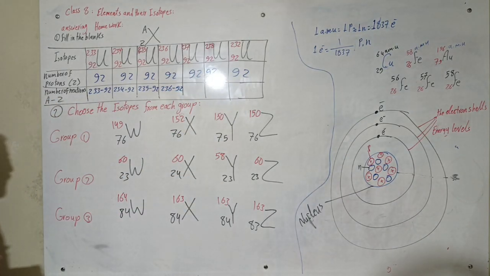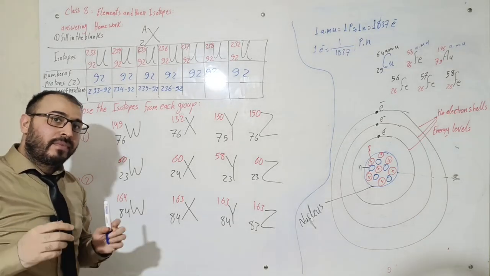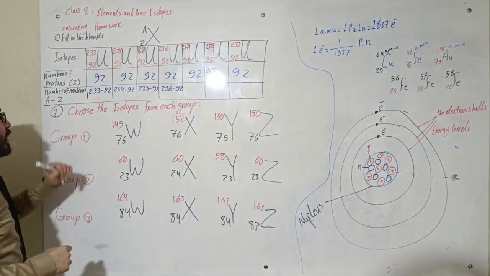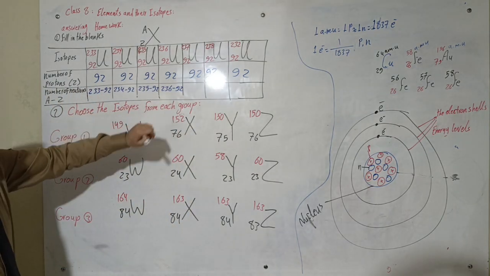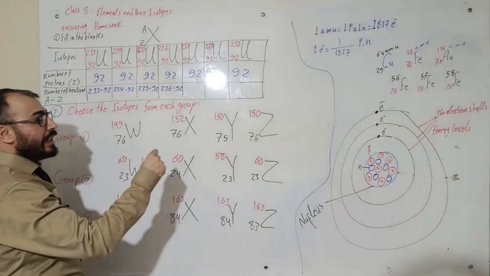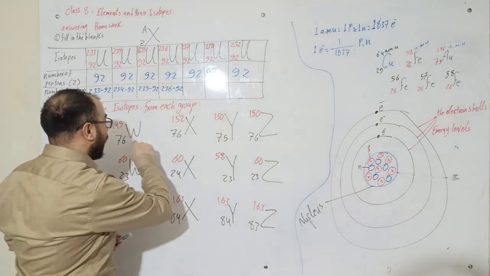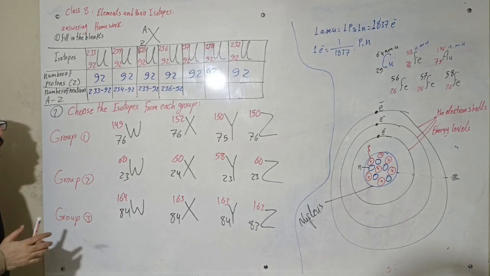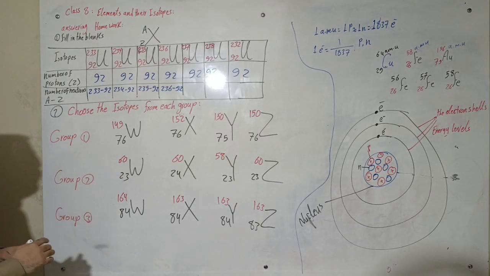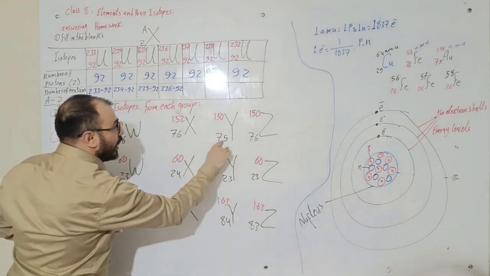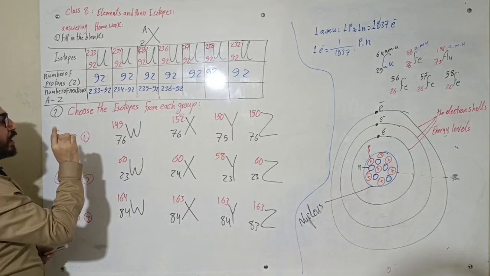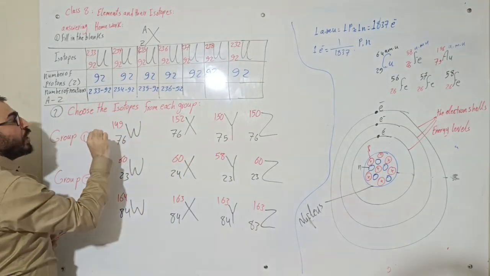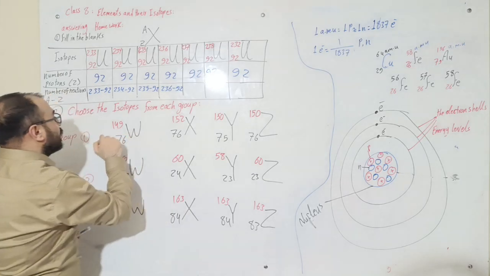Now, the other question here depends on the definition of the isotopes. Here, choose the isotopes from each group, which means delete the atom that is not an isotope among each group. First of all, my friends, we should look only at the atomic number, because isotopes are atoms of the same element that share the same atomic number. Do not look at the mass number.